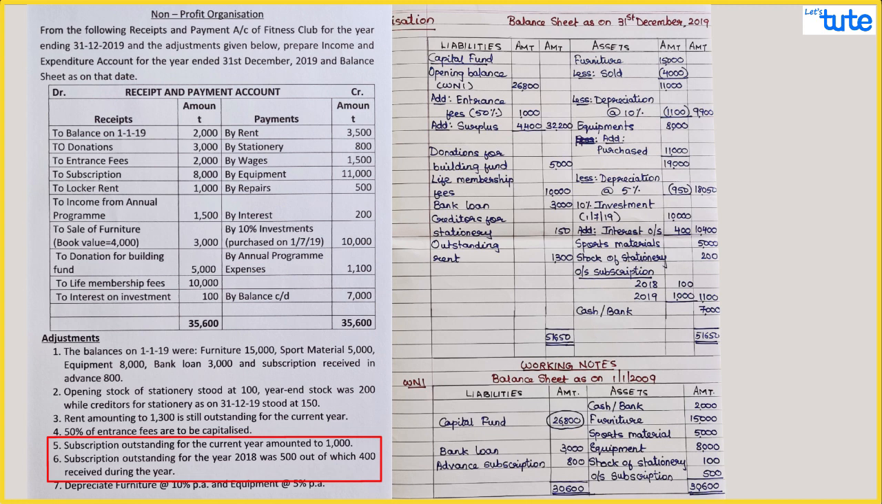Also over here, one common mistake observed is regarding the amount. Say for example, subscription outstanding at the beginning of the year was 500, and if out of 500 only 400 is received in the current year, then 100 will still be shown as outstanding at the end of the current year and will be shown in the closing balance sheet along with the current year's outstanding subscription amount.